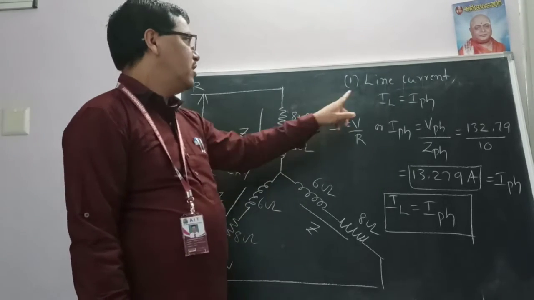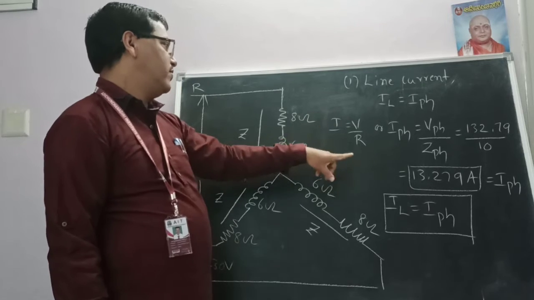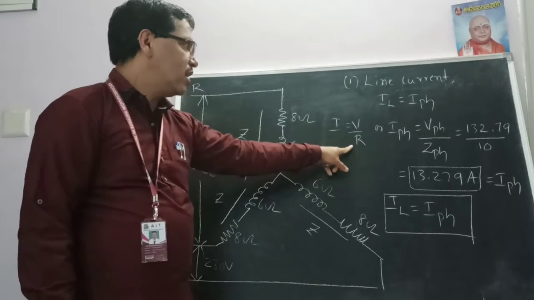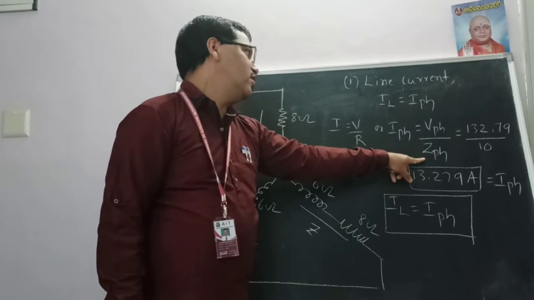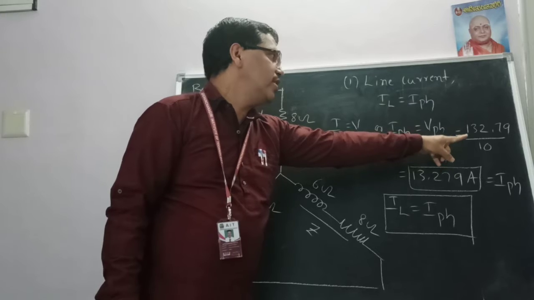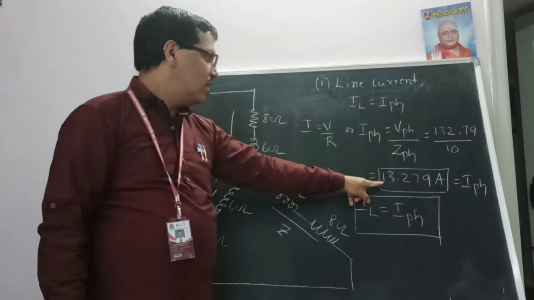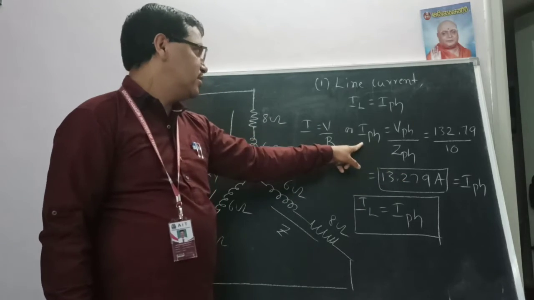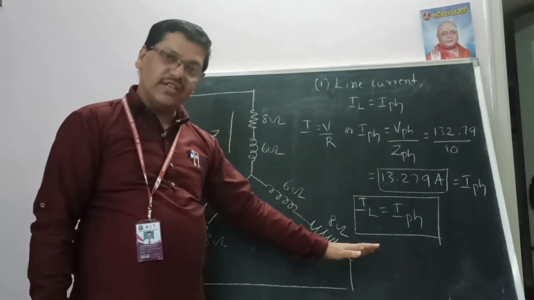According to the star connection, IL is equal to I phase. So to calculate, first the I phase. Just like I is equal to V by R, in place of R we write Z. I phase is equal to V phase divided by Z phase. V phase we already calculated, that answer is 132.79. Z phase is 10, so dividing, the answer is 13.279 amps. That is also called I phase. As per the star connection, IL is equal to I phase.